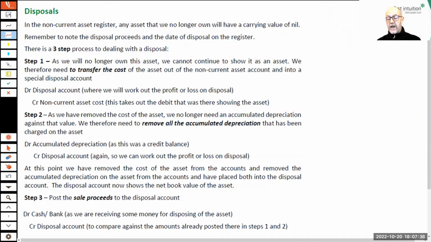When we dispose of an asset, we have to eliminate all of the entries relating to that asset from the books of account, because our books regarding non-current assets are there to tell us what value of non-current assets we currently hold, how much they have depreciated to date. And once we've disposed of them, we don't have them anymore, so they have to come out.